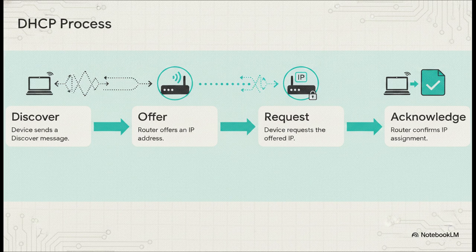That is the magic of DHCP. It automatically hands out IP addresses the second a device connects. It uses this really slick four-step process, and you can actually remember it with the acronym DORA. First, your device sends out a discover message. Then, the router sends back an offer. Your device shoots back a request for that specific IP, and finally, the router finishes it off with an acknowledge. Bam, just like that, you are officially on the network.